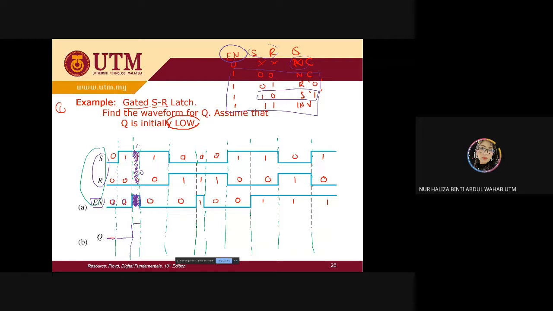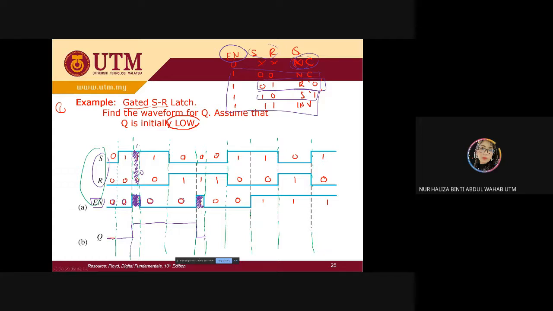For the next, I meet 0. What happened? Nothing happened. It's no change. I meet another one, it is 0. Nothing happened. No change. And then I meet another one here. For this one, you can see it's going to be 0, 1. 0, 1 is reset, means 0. So from 1, I need to go to 0 until the next dotted line.